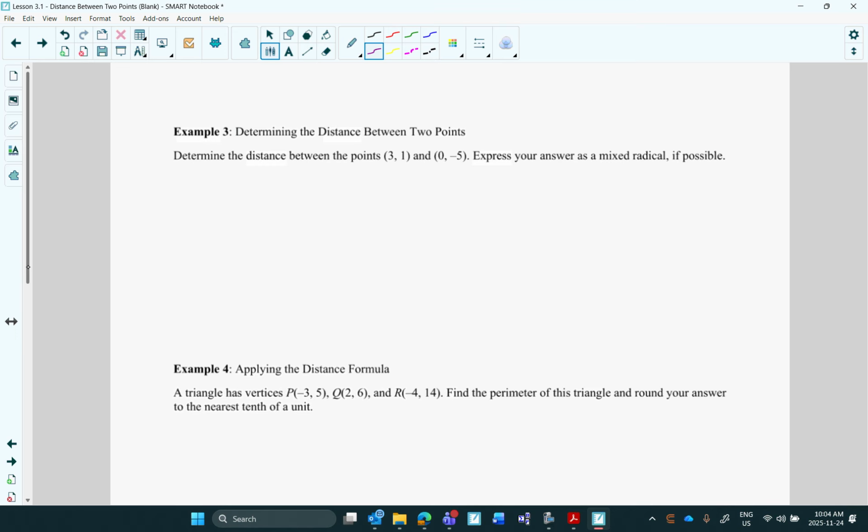So yes, the inefficient way would be to plot these two on a coordinate grid, draw a right triangle out of it, do Pythagoras. That's a lot of work. But we've got the formula. So it doesn't matter which one you call x1, y1, and x2, y2. I'm just going to call the first one x1, y1, second one x2, y2, and plug those numbers into my formula and calculate.